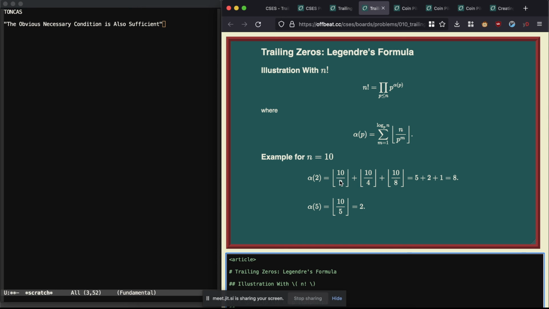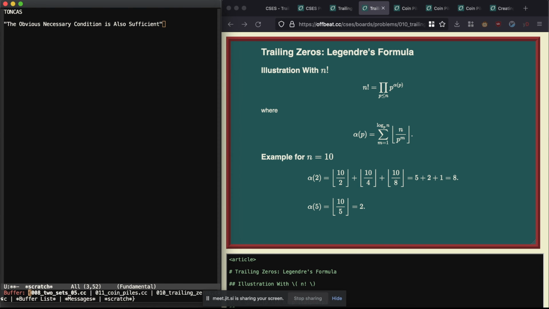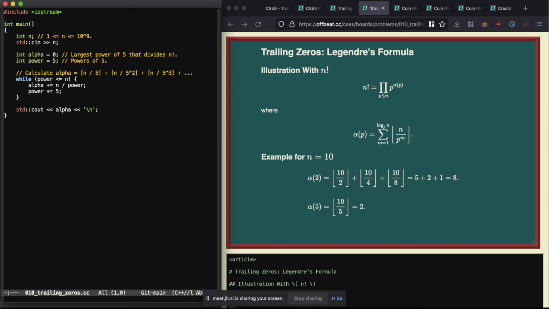We need to keep dividing the number that we have got by 5, because 5 is the prime factor that we are interested in, and then we will raise the power of 5. We'll make it 5 square and then 5 cube, and just keep collecting the answers. So let me see if I have a code for this. This problem is called trailing zeros. Yes, so this is how the code looks.